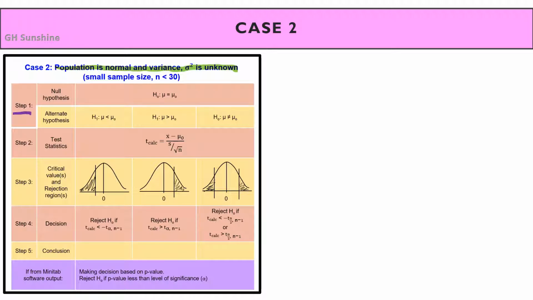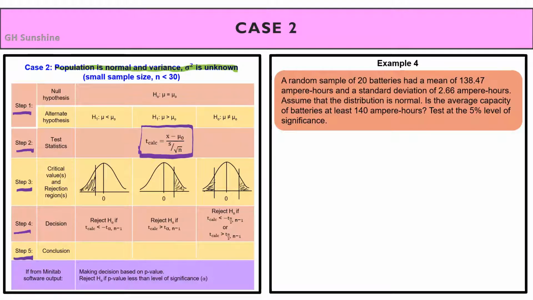So this one, 5 steps on how to test the hypothesis testing. Step 1, H0 and H1. Second step, test statistics, so this one, T calculation. Step number 3, find the critical values and also the rejection region. And then step number 4, make a decision, and last one, make a conclusion. So same as first case, from the Minitab output, we will reject H0 if the p-value less than alpha value.